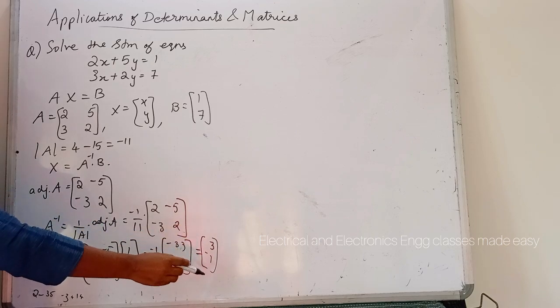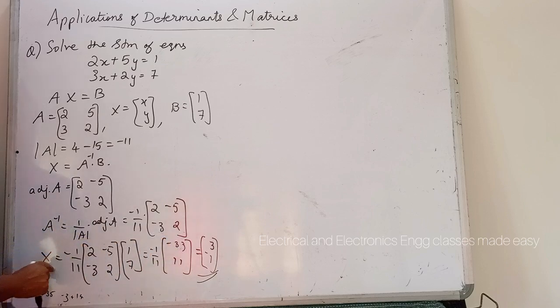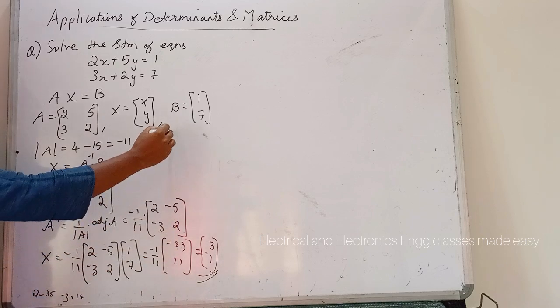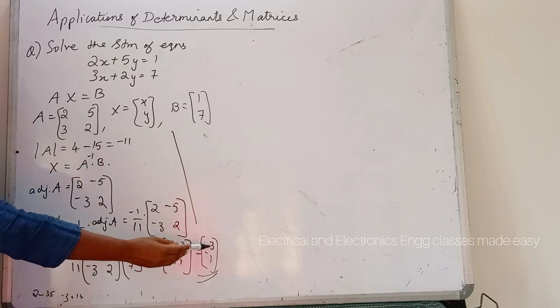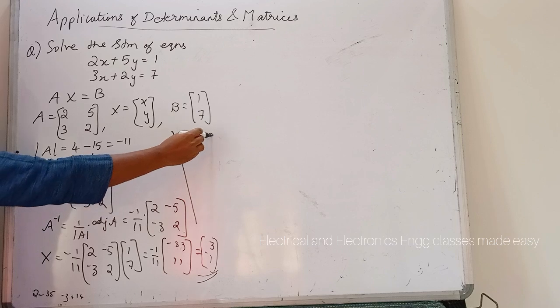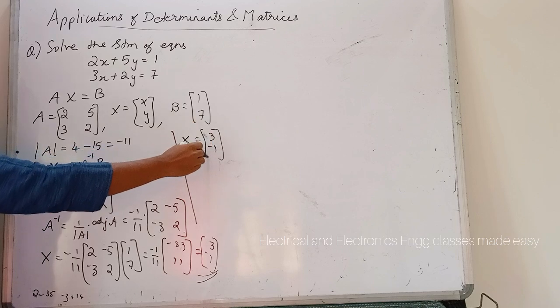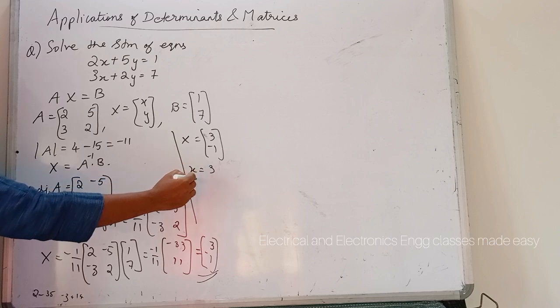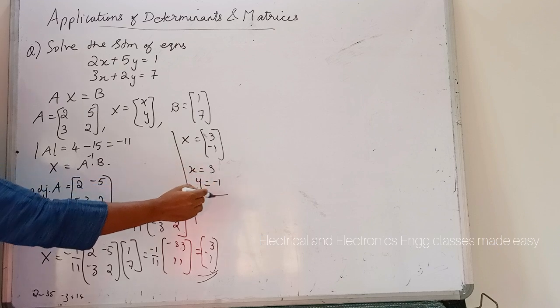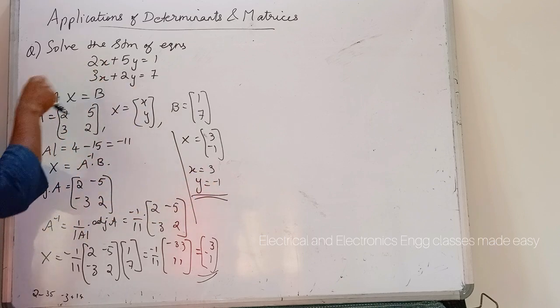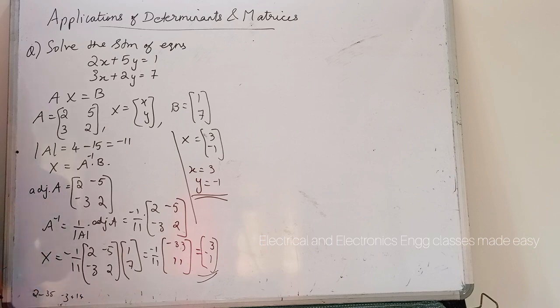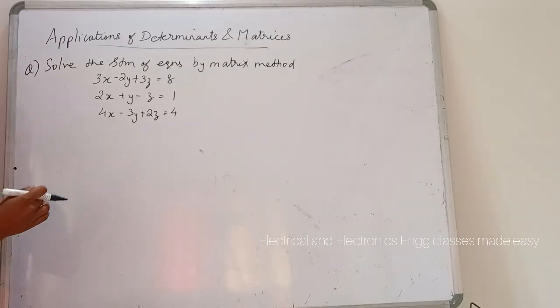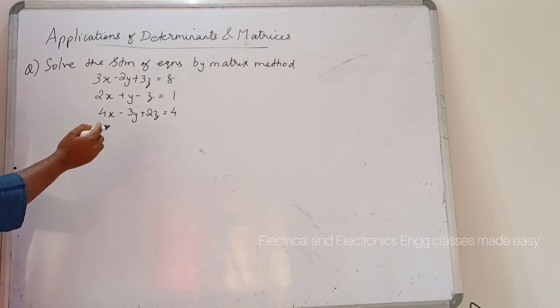So this is the value of x. So what does it mean? x is equal to 3 and minus 1, that is, this is x and y. So x is equal to 3 and y is equal to minus 1. So this is the solution for this system of equations. Let us do the next problem. Solve the system of equations by matrix method.